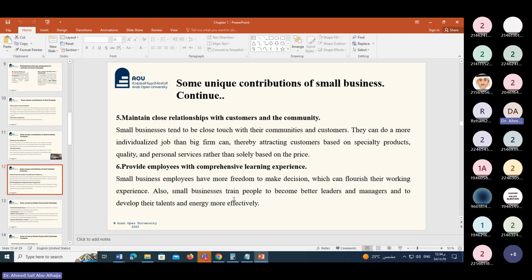Number 5, maintain close relationships with the customers and the community, for sure. If you go to Panda, for example, or Othaim, okay, or Tamimi and others, generally you cannot build that close relationship with the owner, right? Even with the employees, because they are employees there and they are working and doing their job and that's it, okay? But if you are the store or small business owner, generally, if any customer comes to you, you try to have a relationship with him, right? Am I wrong, guys? Right, doctor. Right.